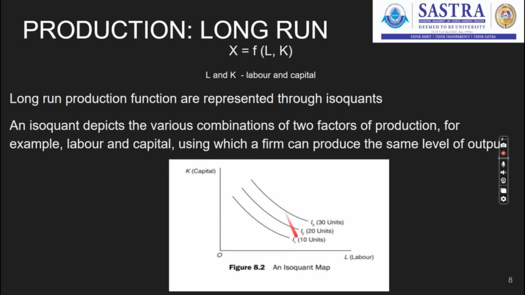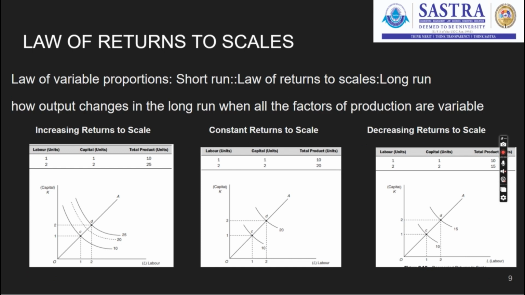As we can see in the graph, as we increase the labor and capital, the output also increases from 10 to 20 to 30. Similar to production in short run following the law of variable proportions, production in long run follows the law of returns to scale. So what does the law of returns to scale talk about? This law talks about how the output changes in the long run when all the factors of production are variable.